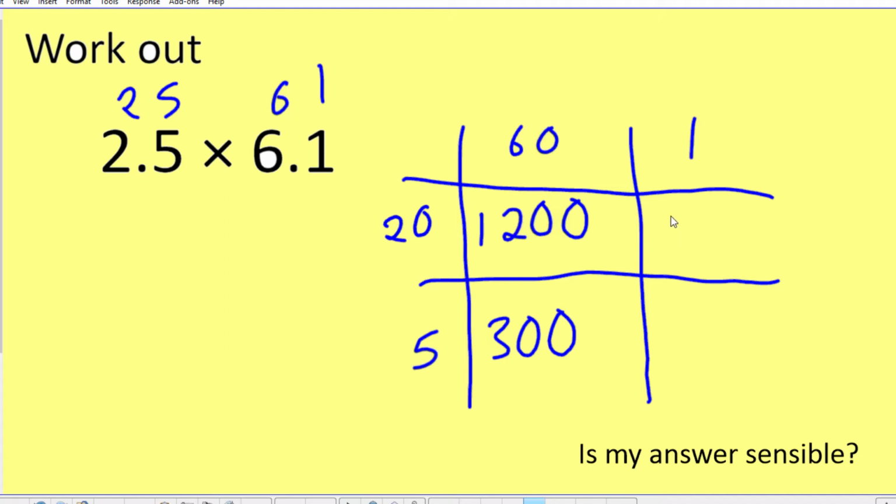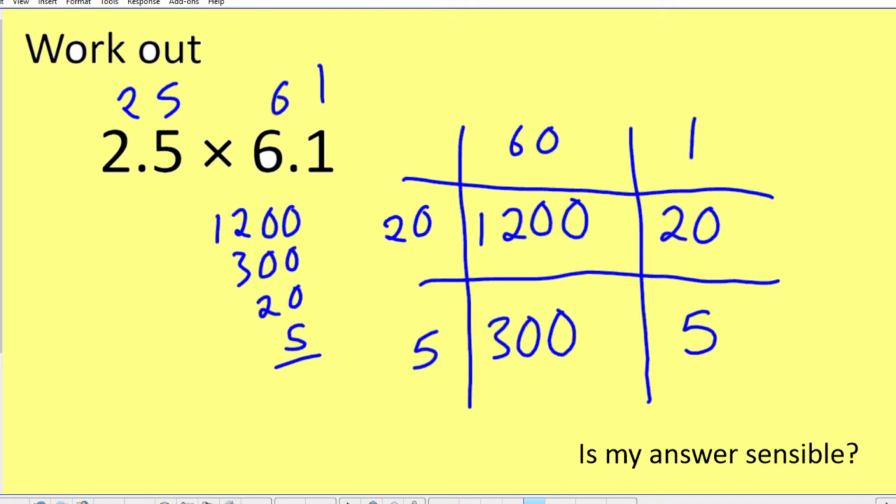20 times 1 is 20. And 5 times 1 is 5. So if I add all these together, over here, I'll do it. So 1,200, 300, 20, 5. So we've got 5, 2, 5, 1. So 1,525. That's the answer we've got from that multiplication.